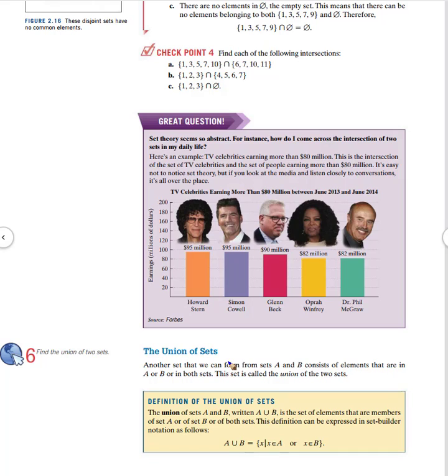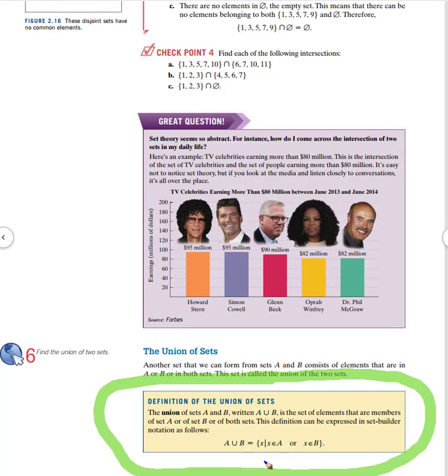Another kind of set we can make is called the union of sets. It's the combination of two or more sets. We're just going to look at two sets, though. Look at the definition. It points out that the union of sets A and B is every x so that x is an element of A or x is an element of B. In other words, anything that's either in A or B.